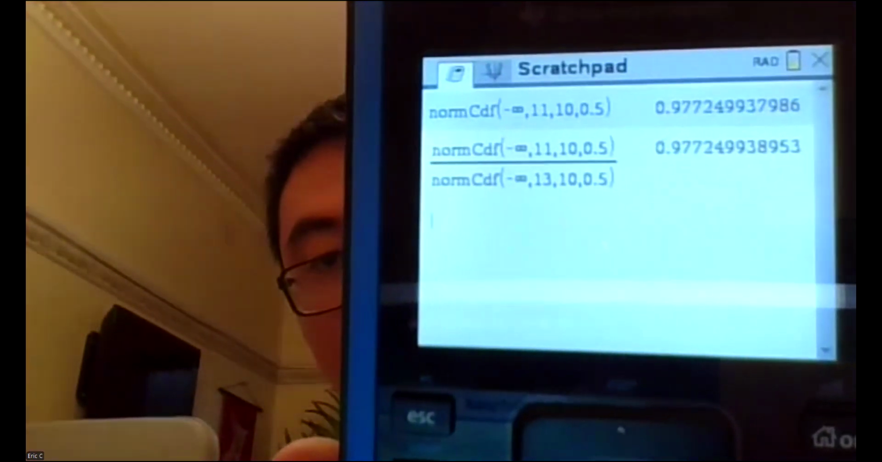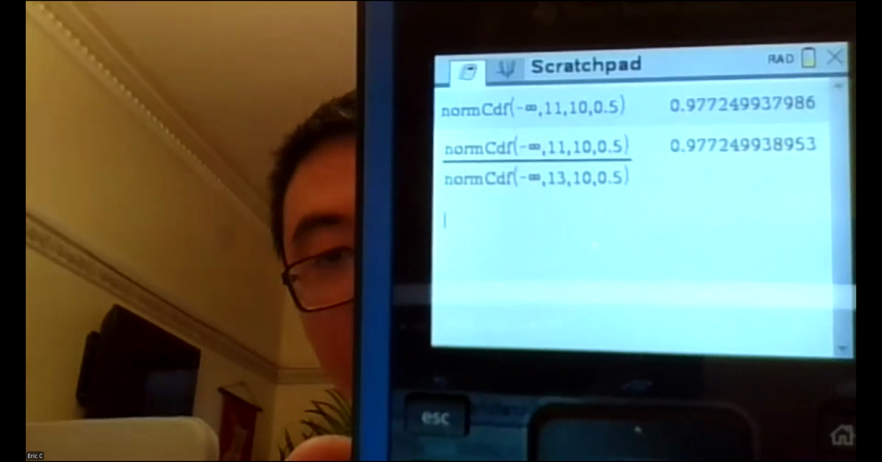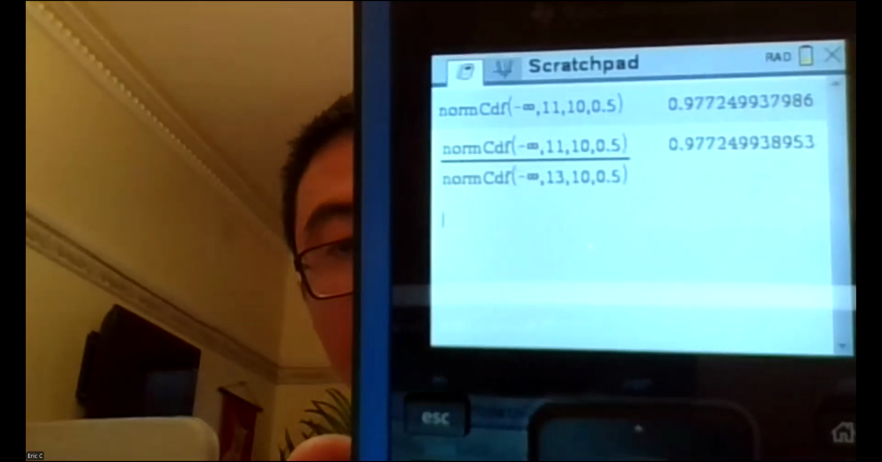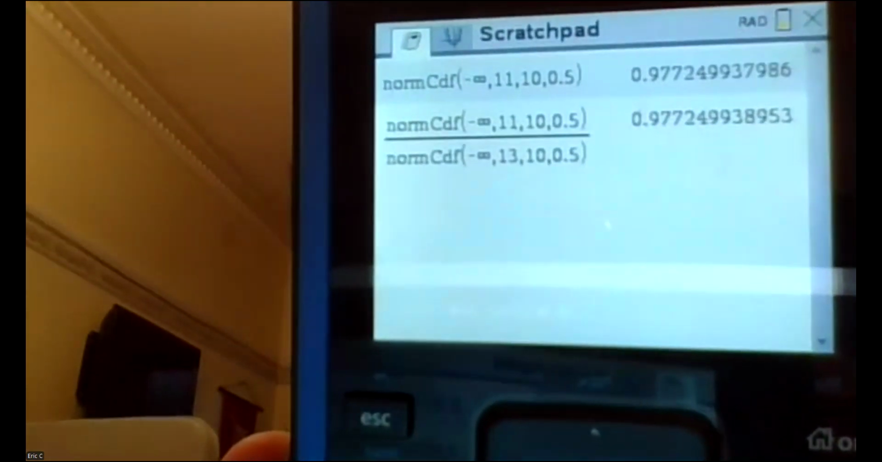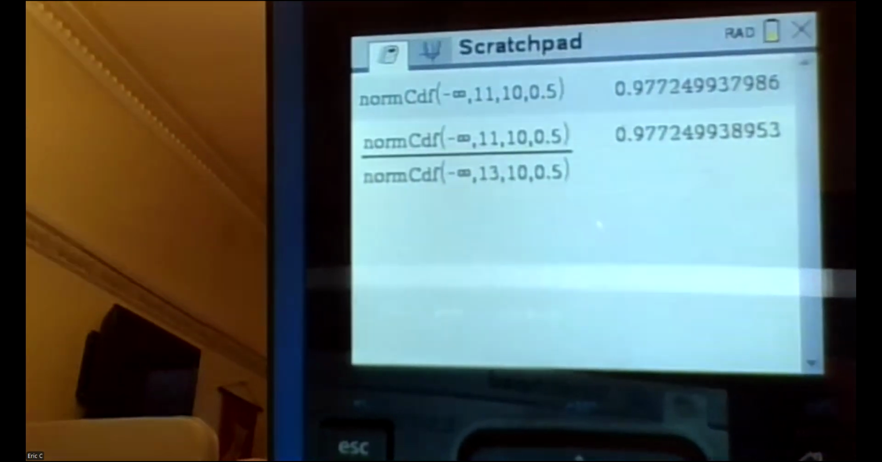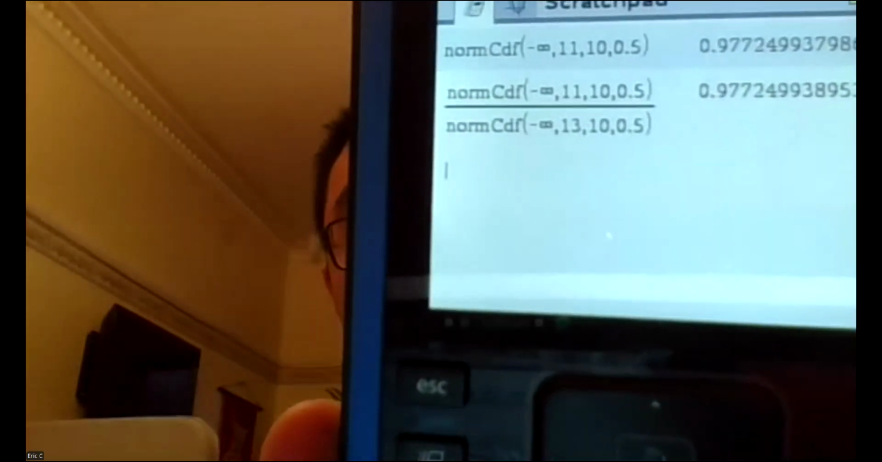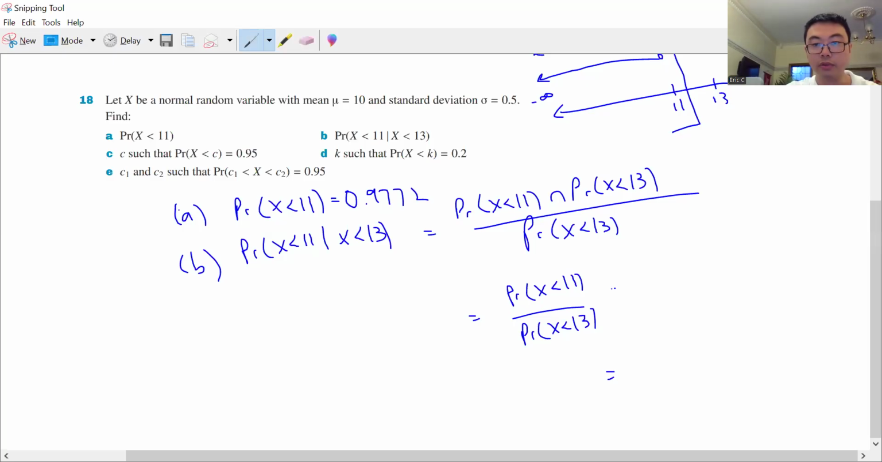So it's going to be 0.9772. Now it looks very similar to part A, but you notice the later decimals are different. So they are slightly different in the answer, but overall it's still 0.9772. So let's bring that back up on my screenshot here. So that's going to be 0.9772.